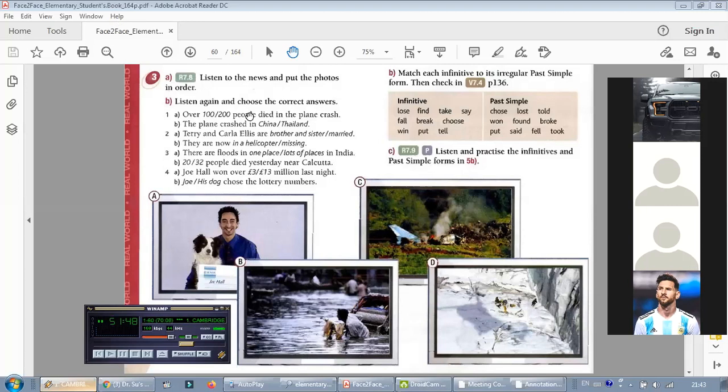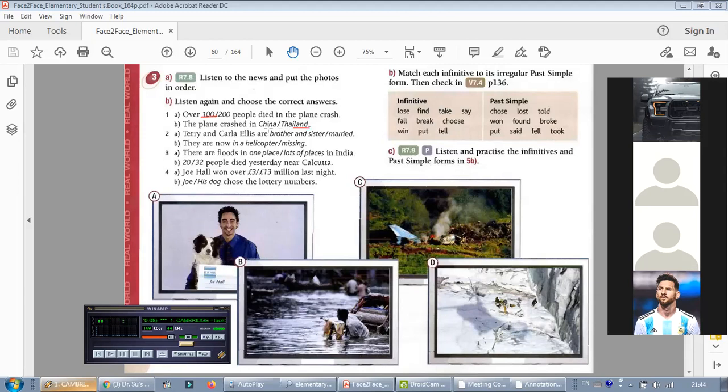Okay, let's try to do part B. Let's try, okay? And then we can check again from the listening, but let's choose. Number 1, over 100 or 200 people died in the plane crash. What's the right answer? Can you remember? 100 people. Who agrees with Najat? Who thinks it's 100? I agree. Okay. All right. So they think it's 100. The plane crashed in China or in Thailand? China. All right, so we have two answers.